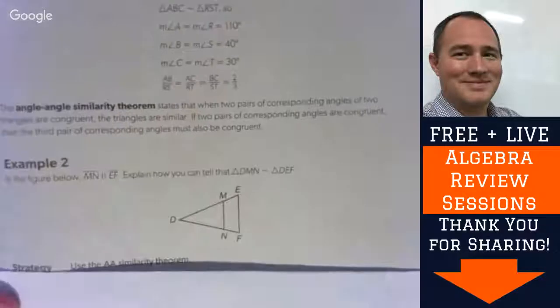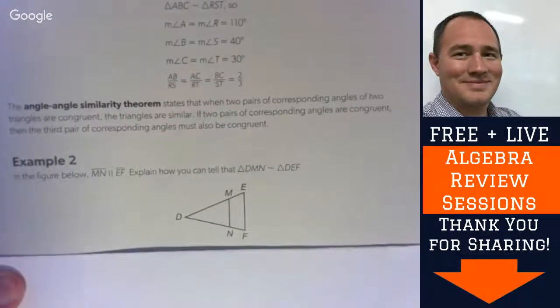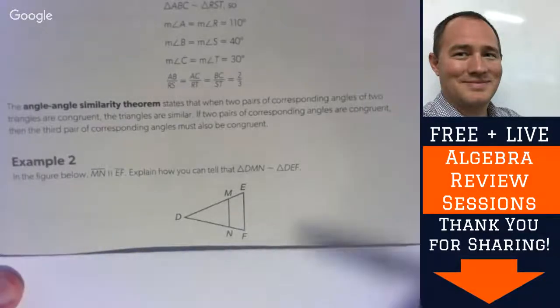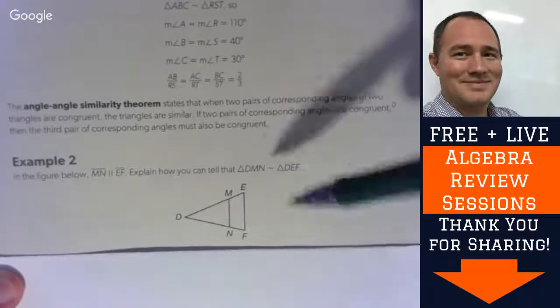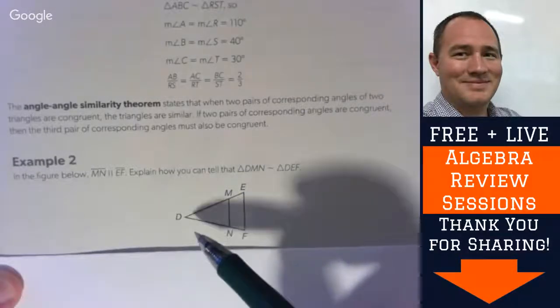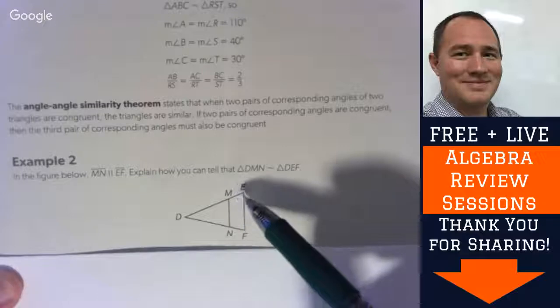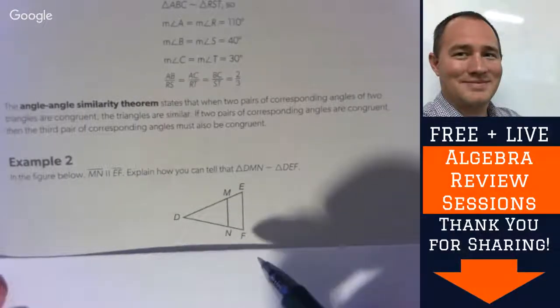The new interface we have makes it a little bit easier and cleaner to communicate the topics and lessons that we are covering. So let's go back to example 2. So in the figure below, MN is parallel to EF, and explain how you can tell that triangle DMN is similar to triangle DEF. How can we say that they are similar?